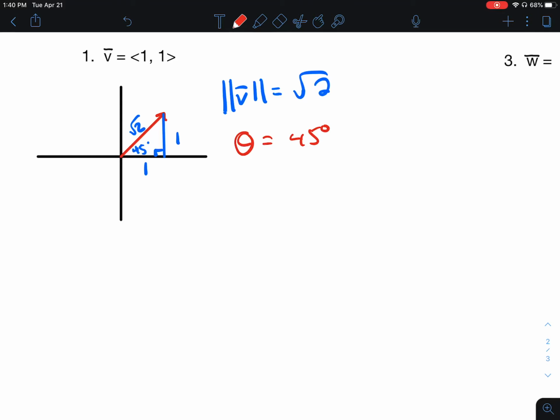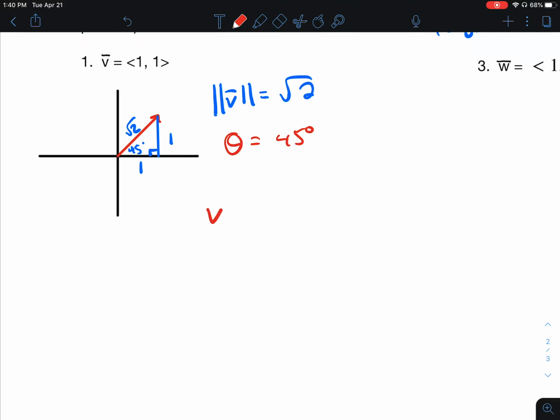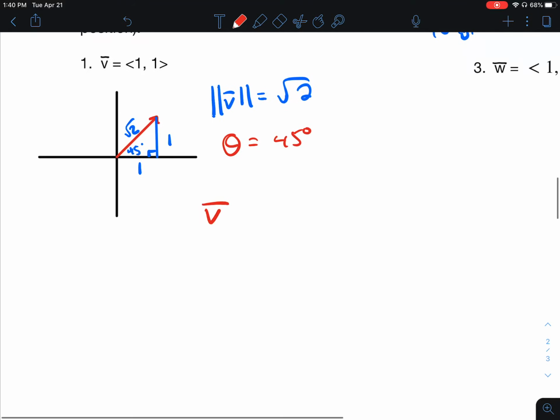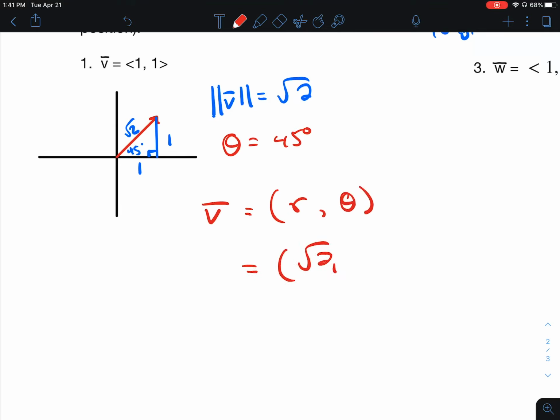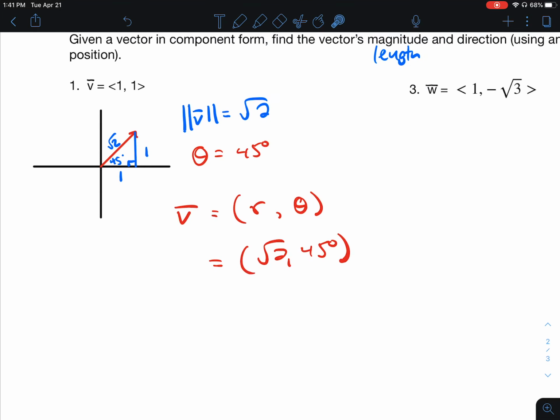45 degrees. If we were to write this in what's called polar form, vector v would have the coordinates. We're going to put the radius length first, followed by theta. So that would be square root of 2, 45 degrees. It's better to use radians, but I'm not going to do that to you at this point.